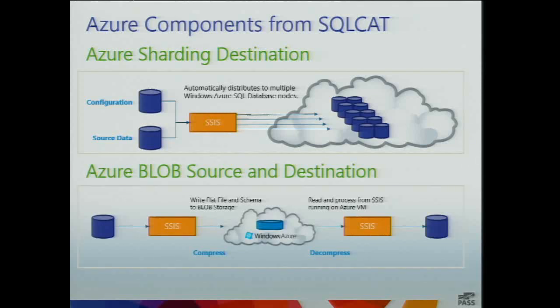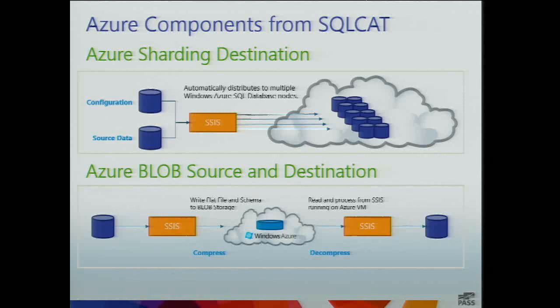We have Azure Blob Source and Blob Destination. These components are meant to work together, actually in the reverse order. Okay. The common scenario here is I have data on-prem and I want to process it in the cloud. I want to load it from a cloud application, or I'm running SSIS in an Azure VM and I want to process it up there.